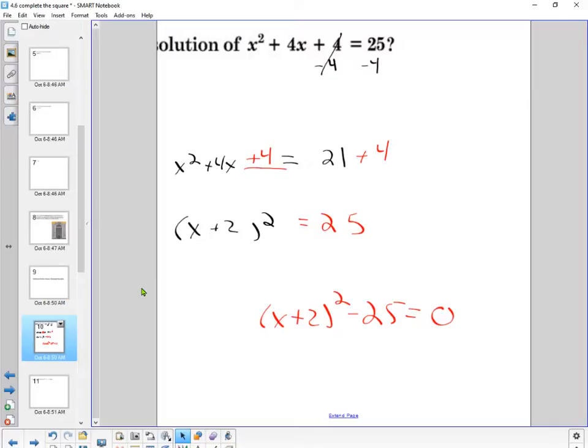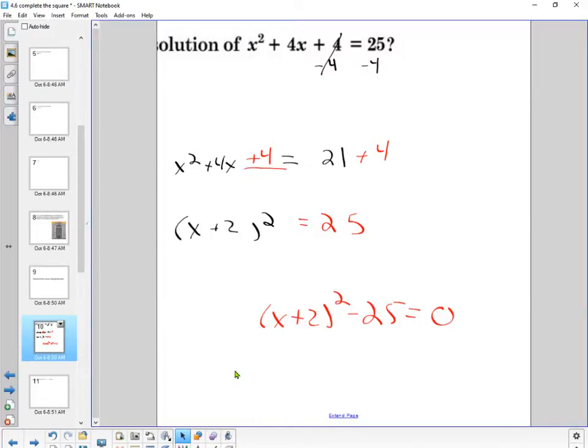Wait, I'm confused. How did we get the 4? Squared. 2 squared. Where'd you get 2? Half of that. Oh, half of that square. Boom. Okay, I knew that it was half of 4, but I didn't want to put it at the wrong 4.